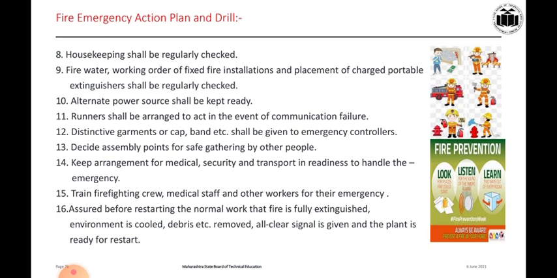Distinctive garments or cap, band, etc. shall be given to the emergency controller. Decide an assembly point for a safe gathering by other people. Keep arrangements for medical security and transport in readiness to handle the emergency. Train fire fighting crew, medical staff and other workers for the emergency. Ensure before restarting the normal work that the fire is fully extinguished.